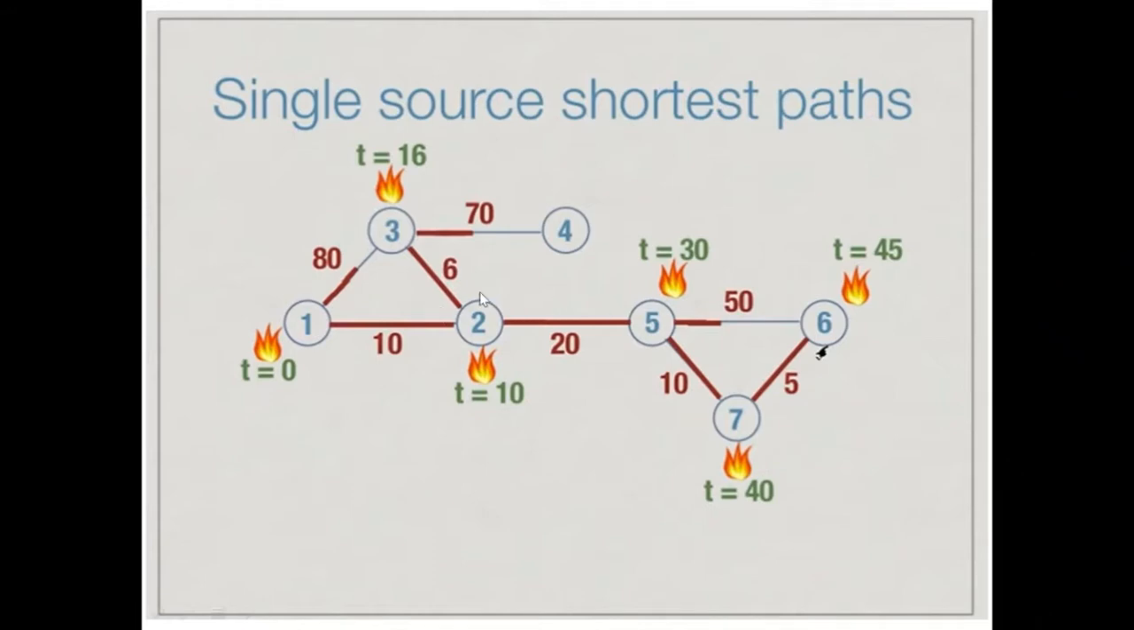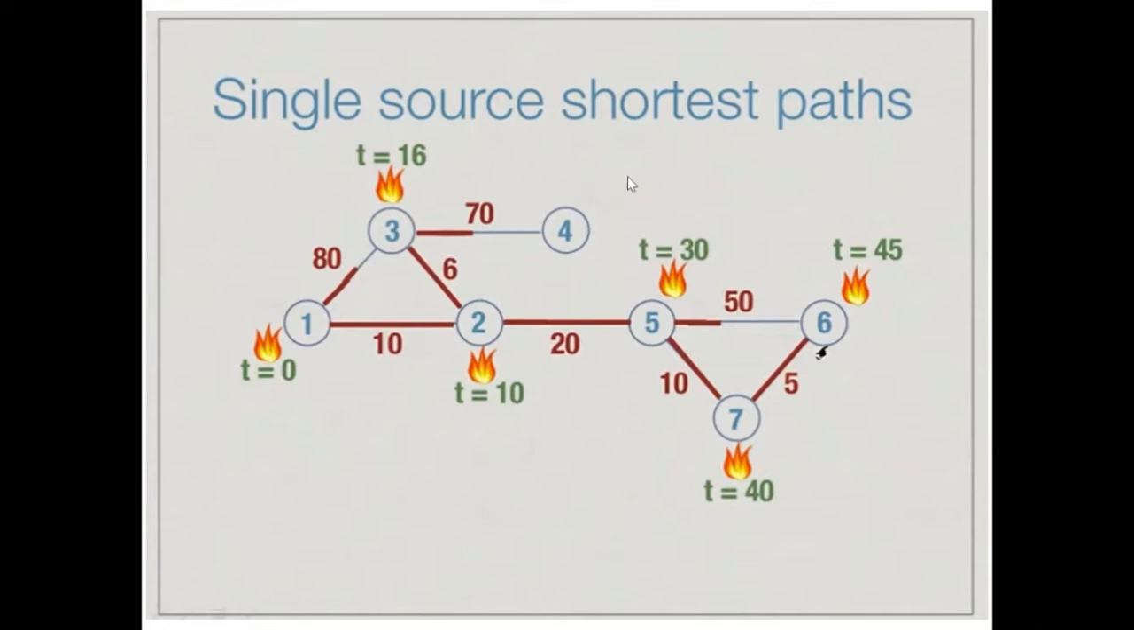So according to the cost scenario, the shortest path is not, let me say that again, is not 1, 2, 5, 6. It is actually 1, 2, 5, 7, 6, because it will take some more time to reach from 5 to 6, and the fire has already got to 6. So the only node which hasn't caught fire until now is 4.